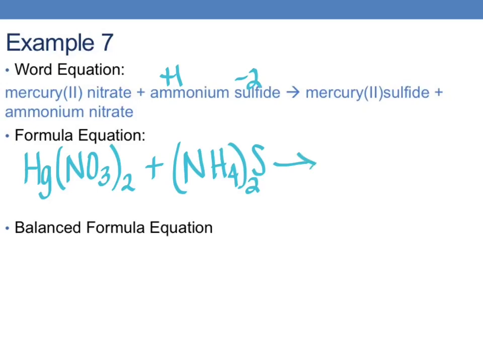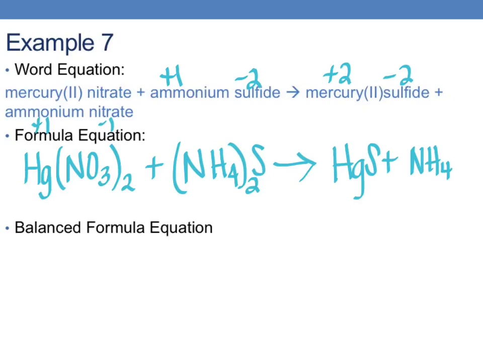It's going to produce mercury(II) sulfide. Mercury's a +2. Sulfur's a -2. So my formula is HgS, plus ammonium nitrate. Ammonium's a +1. Nitrate's a -1. So it's just going to be NH4NO3.